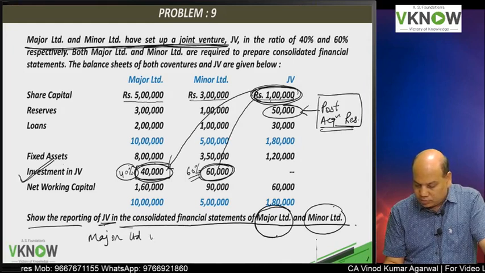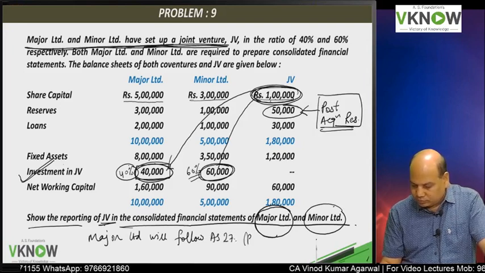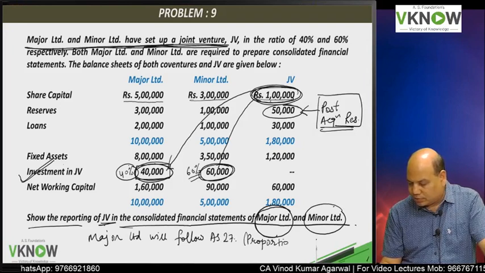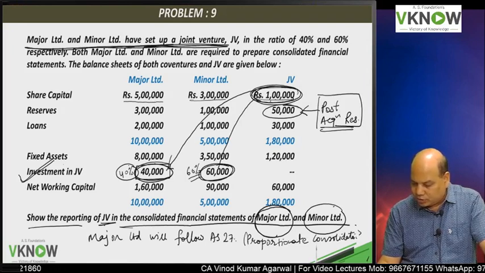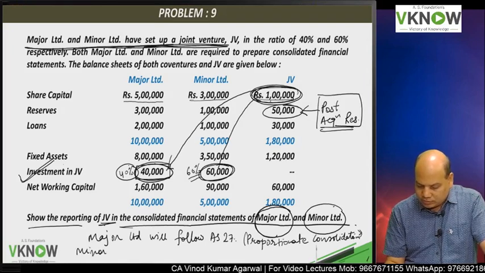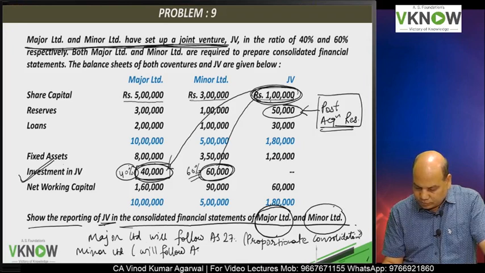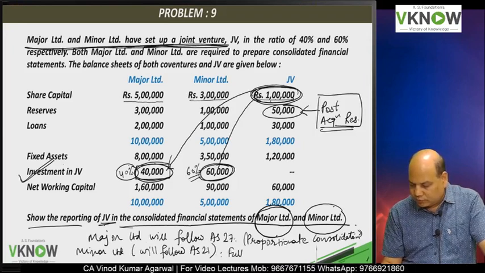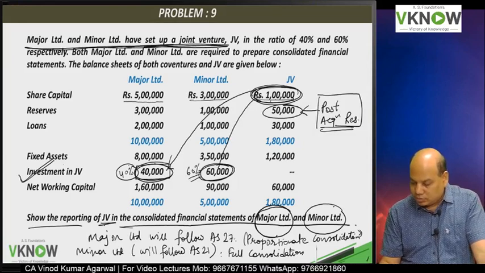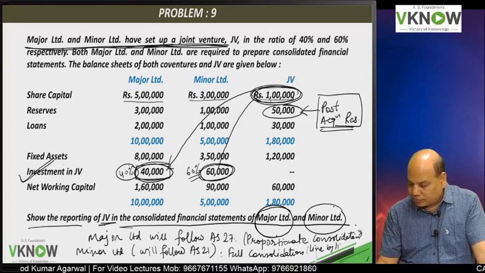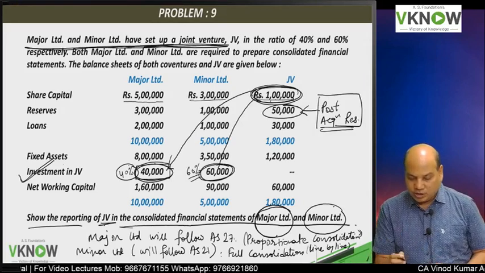Major Limited will follow AS 27, proportionate consolidation. Minor Limited will follow AS 21, full consolidation, also called line by line consolidation. So first I am going to explain what Major Limited is going to do.